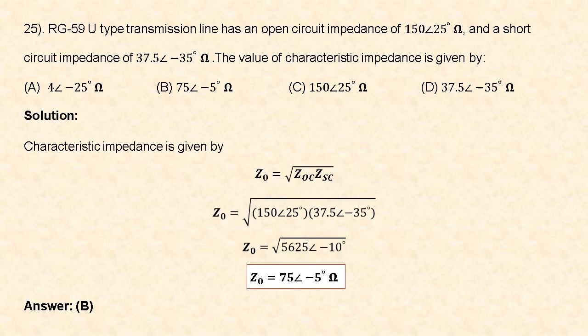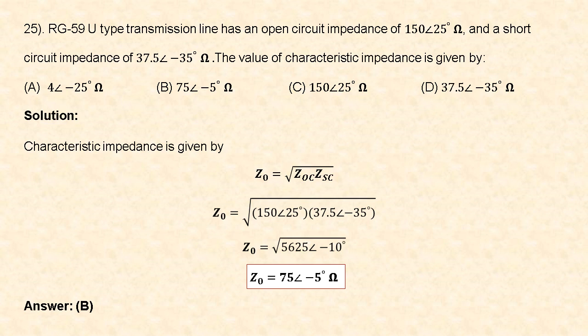Next question, RG59U type transmission line has an open circuit impedance of 150 angle 25 degree ohm and a short circuit impedance of 37.5 angle minus 35 degree ohm. The value of characteristic impedance is given by. Here if you see, the formula for characteristic impedance is given by Z0 is equal to square root of ZOC into ZSC. ZOC is the open circuited impedance and ZSC is the short circuited impedance.